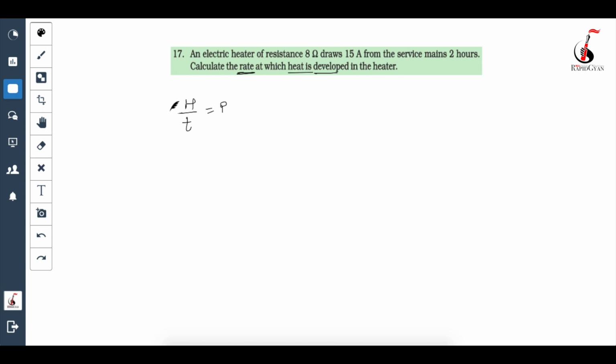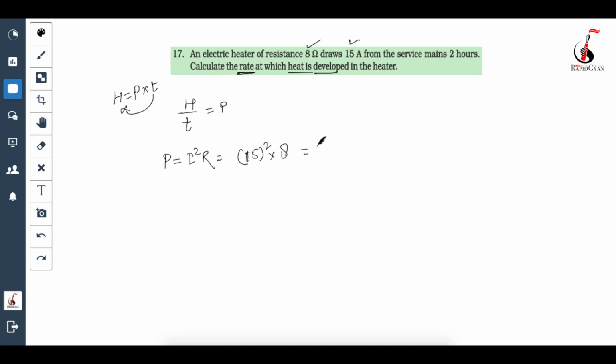See here, you know H is equal to P into T. So of course P will be equal to H upon T. So H upon T is nothing but P. And what's the formula of P? In this case, your current is given and resistance is given. So we can use this formula, P is equal to I square R, correct? So this is 15 square multiplied by 8.